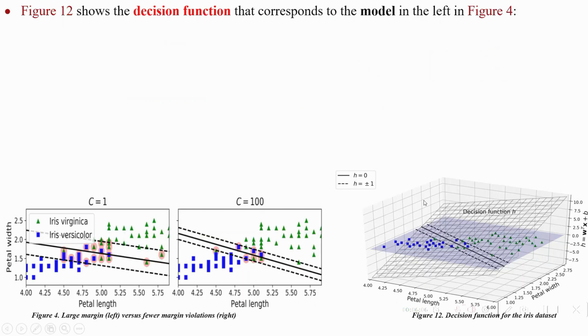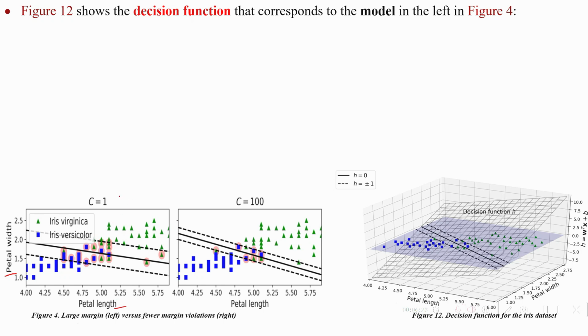Now here we can see two different types of figures. One is when the dataset contains two features, that is petal width and petal length. Based on the petal length and petal width, you can classify the data into two parts.